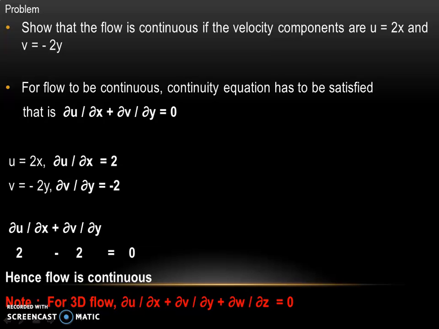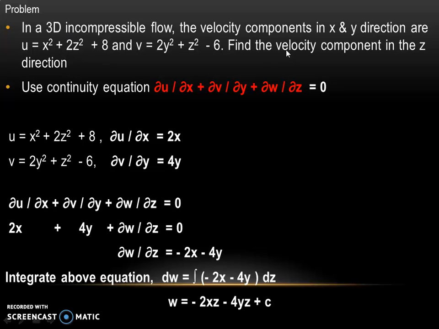And for three-dimensional flow, the continuity equation to be used is dou u by dou x plus dou v by dou y plus dou w by dou z is equal to 0. And this equation has to be used if the velocity components along u, v and w are given in the problem.